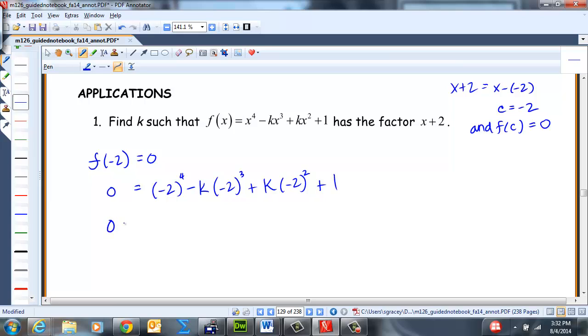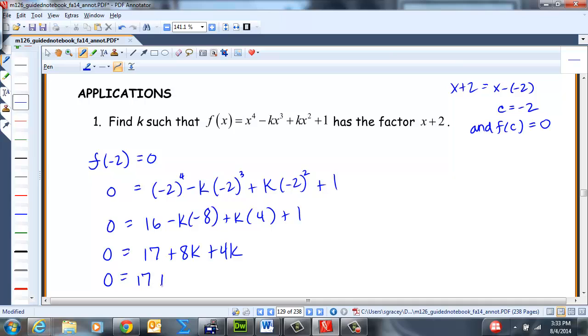So then we'll have 0 is 16 minus k times negative 8 plus k times 4 plus 1. So 0 is 16 and 1 is 17. And then we'll have plus 8k plus 4k. So 0 is 17 plus 12k.